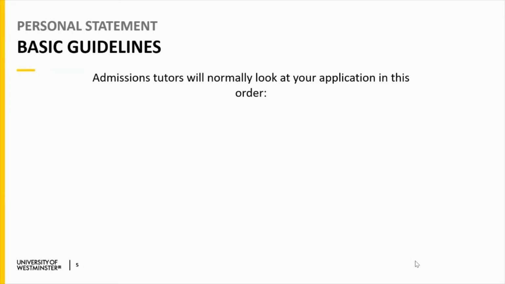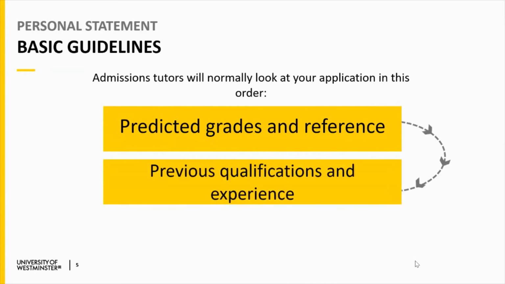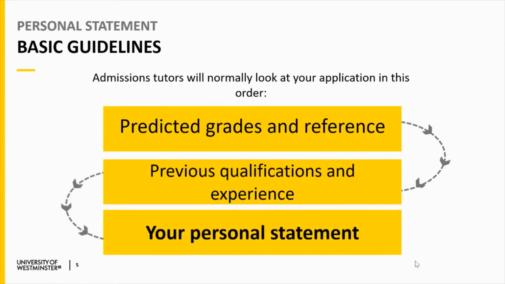So admissions tutors will normally look at your application in this order. First of all, they're going to look at your predicted grades to make sure you meet the entry requirements, and then check the reference put on by your college. They'll then look at your previous qualifications and work experience, so what you've been doing since you've been out of education, and then they're going to look at your personal statement. So this is going to be the only section that you've got complete control over.